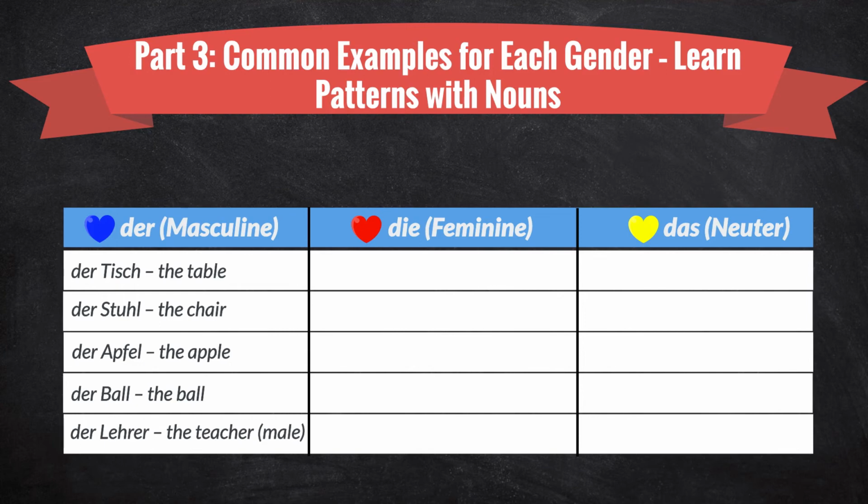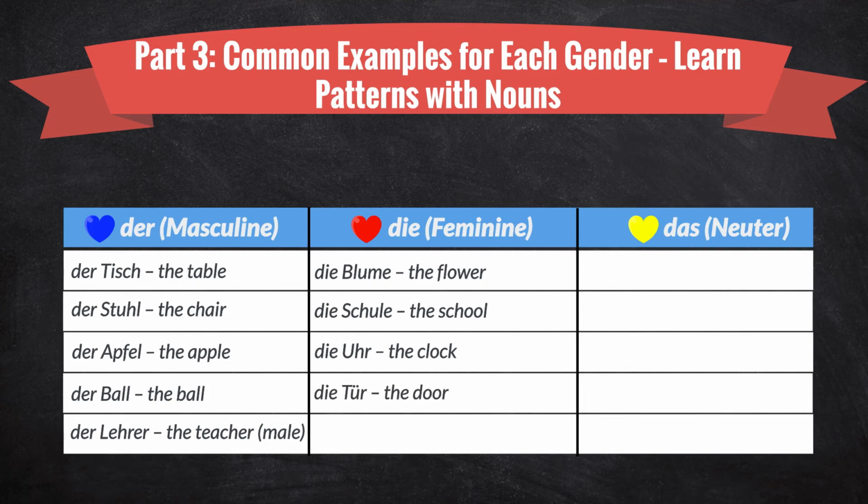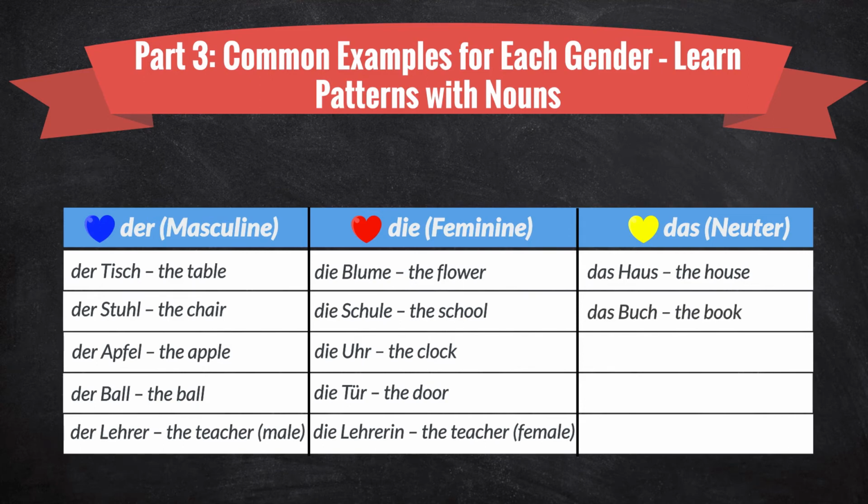Next, let's look at feminine nouns. Die Blume means the flower. Die Schule means the school. Die Uhr means the clock. Die Tür means the door. Die Lehrerin means the female teacher. And now neuter nouns. Das Haus means the house. Das Buch means the book. Das Kind means the child. Das Auto means the car. Das Fenster means the window.